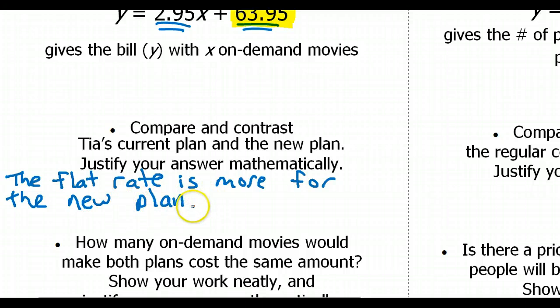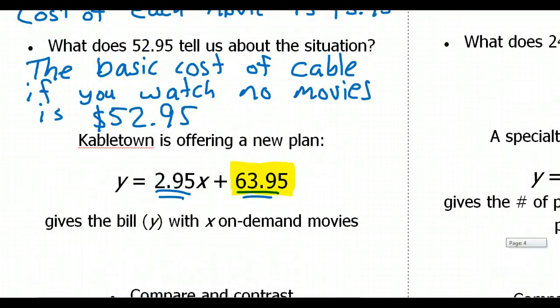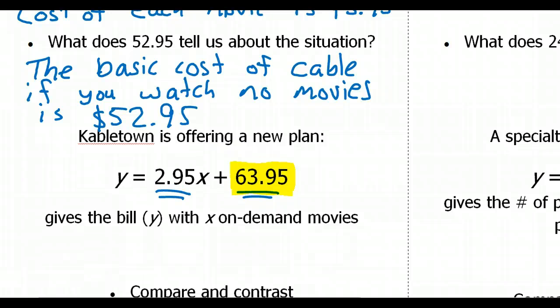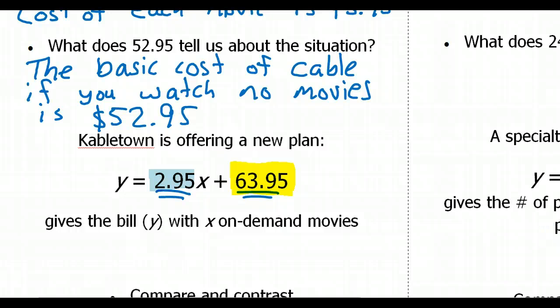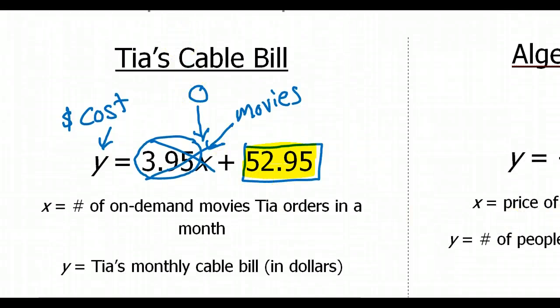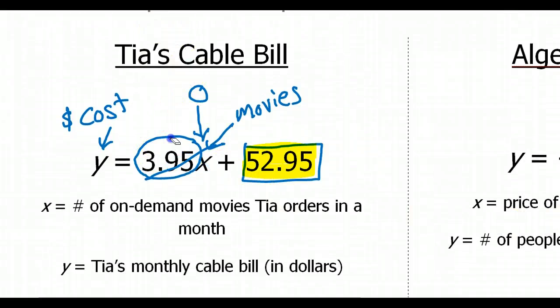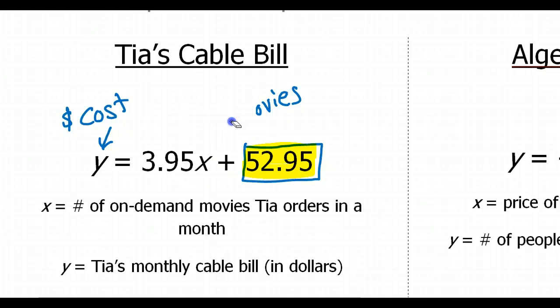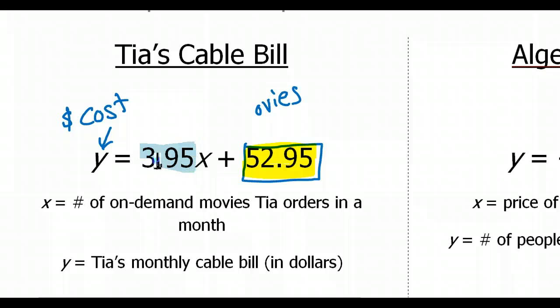Okay, so if we're not watching any movies, we're going to pay more for the new plan. But let's look at that other part. What else is different? Okay, remember what this number tells us. $2.95 compared with $3.95. Okay? Do you remember what these things told us?